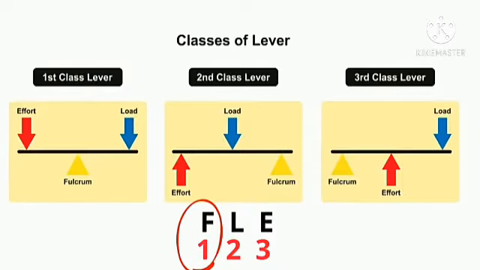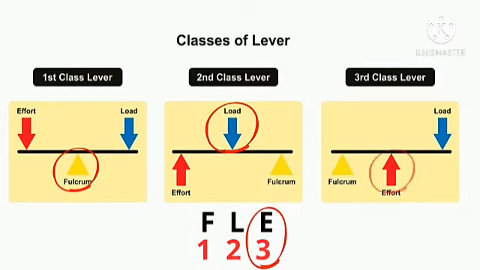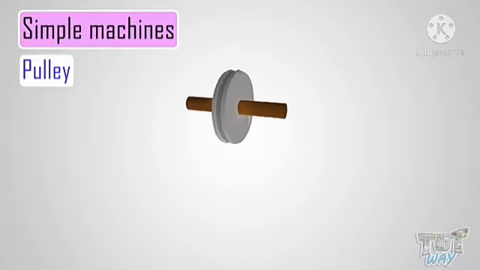So 1, we have F. This simply means that in first class lever, the fulcrum is at the middle. So you can easily remember it. Then 2, which is second class lever, the L, which is load, is at the middle. While in third class lever, E, which is effort, is at the middle. With this, you can easily remember the group of levers.